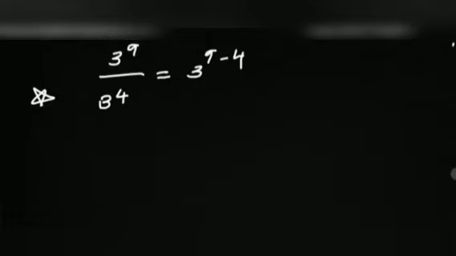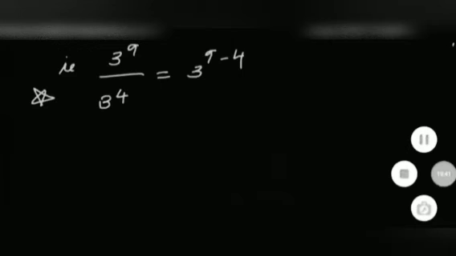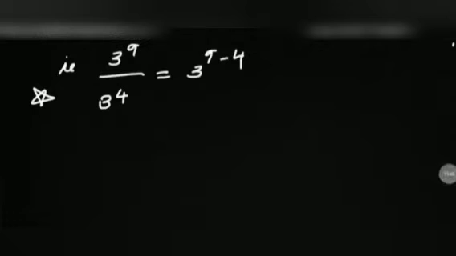Okay, what is the quotient law of exponents then? a raised to m by a raised to n is equal to a raised to m minus n, provided a is not equal to 0. a raised to m by a raised to n is equal to a raised to m minus n, provided a is not equal to 0.